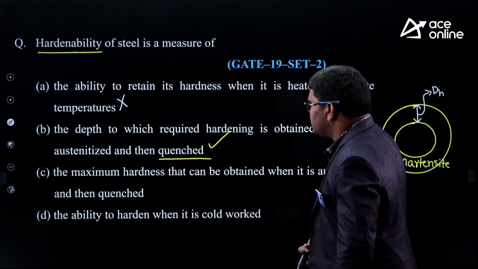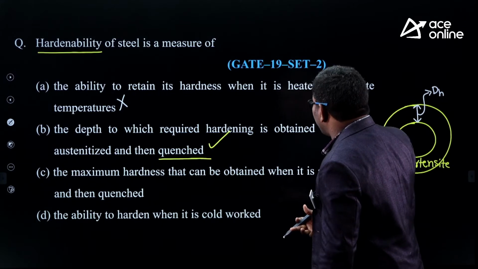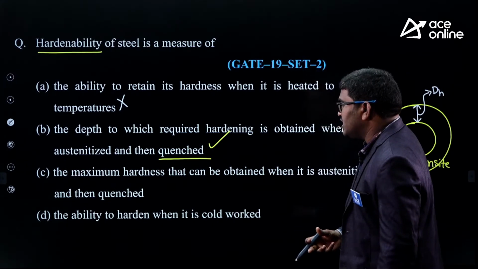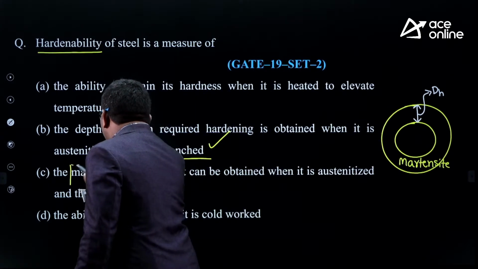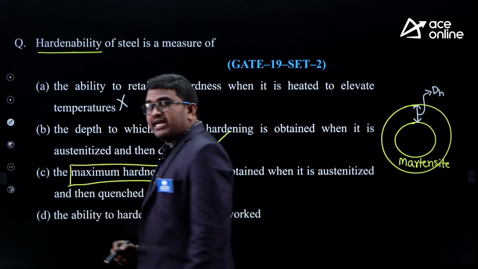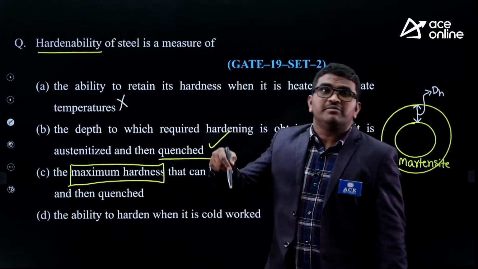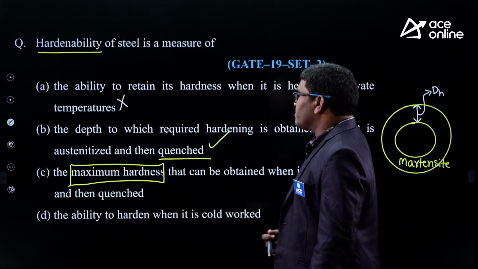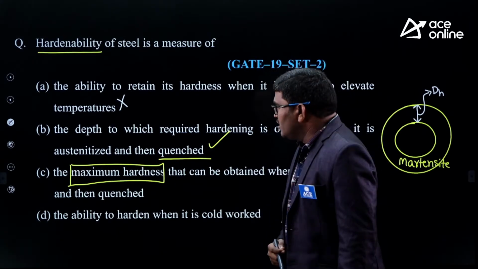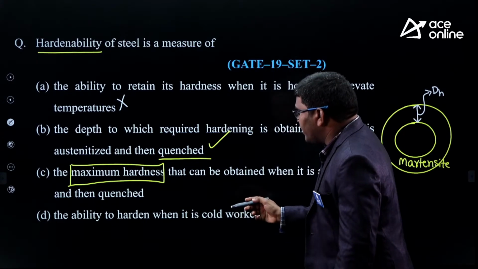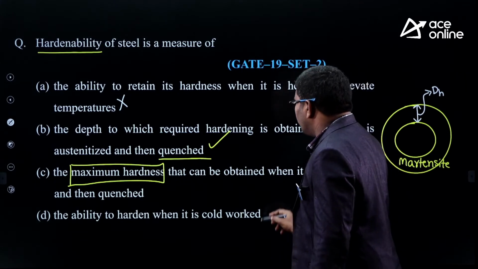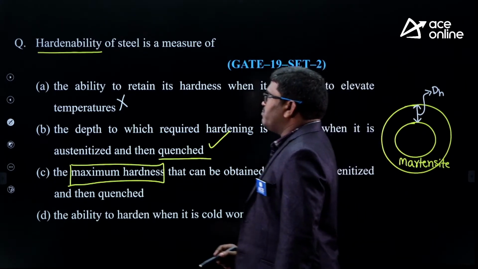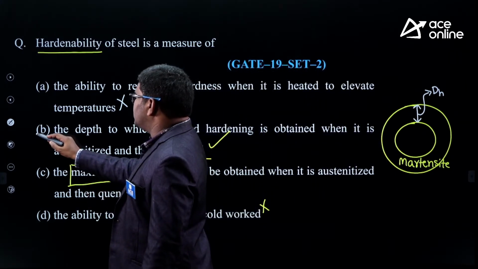Now see option C, the maximum hardness that can be obtained when it is austenized and then quenched. Actually, the depth is not given here. Maybe you will get maximum hardness, but how much depth that maximum hardness is there will give you hardenability. The ability to harden when it is cold worked is not at all correct. So the most appropriate correct answer for this question is B.